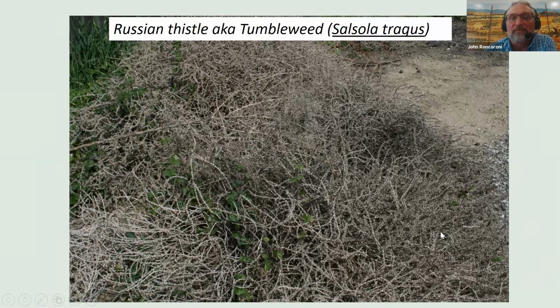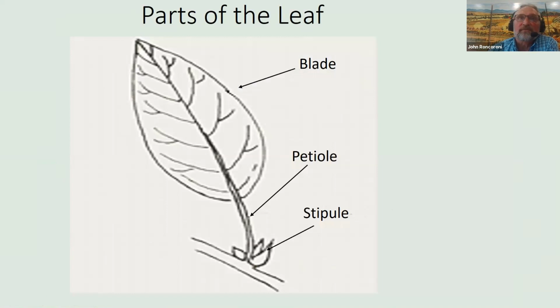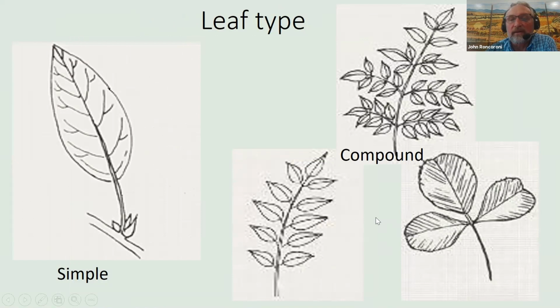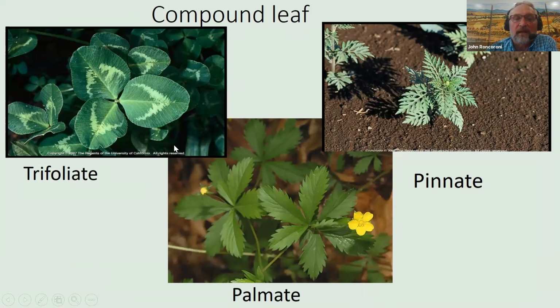So, parts of the plant, we just basically start with some ID. We have the blade of the leaf, the blade, the petiole, and then the stipule down here. We can have a simple leaf or a compound leaf. And we have those, the compound leaves. We have a trifoliate here like clover, palmate like cinquefoil, and a pinnate again like artemisia or ragweed.